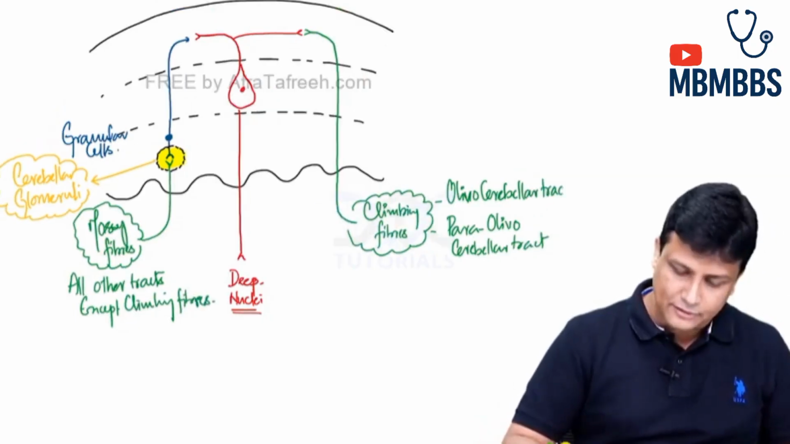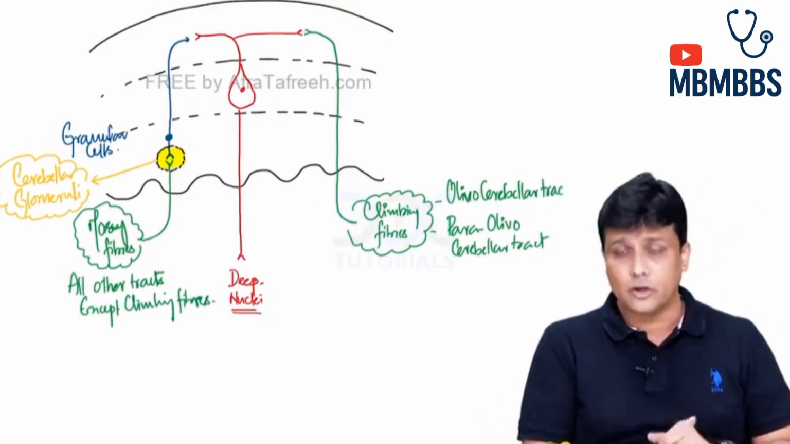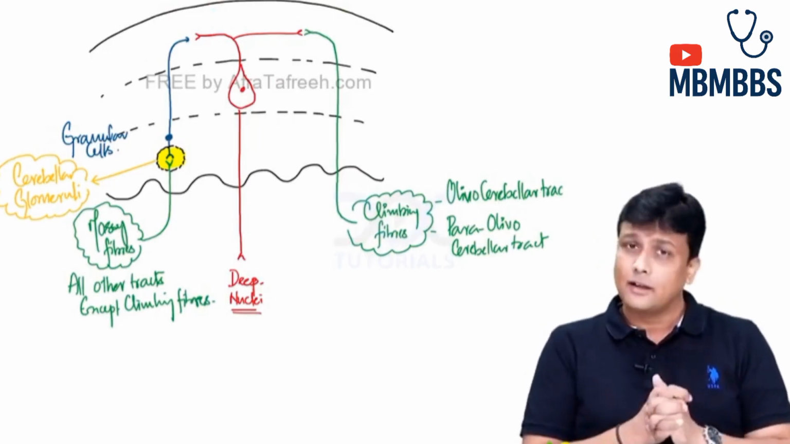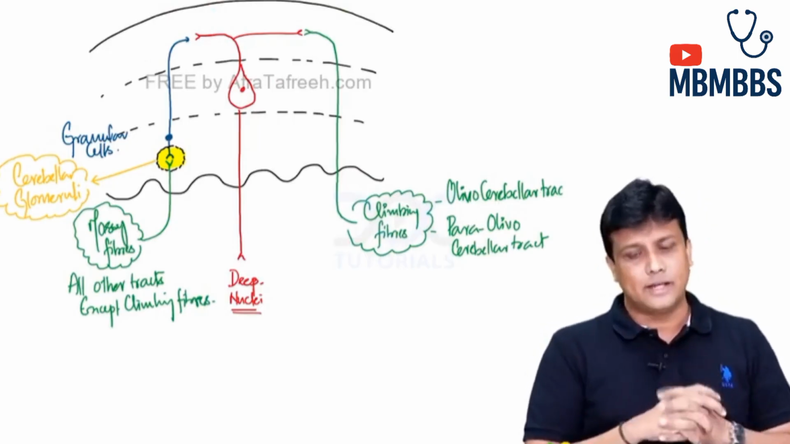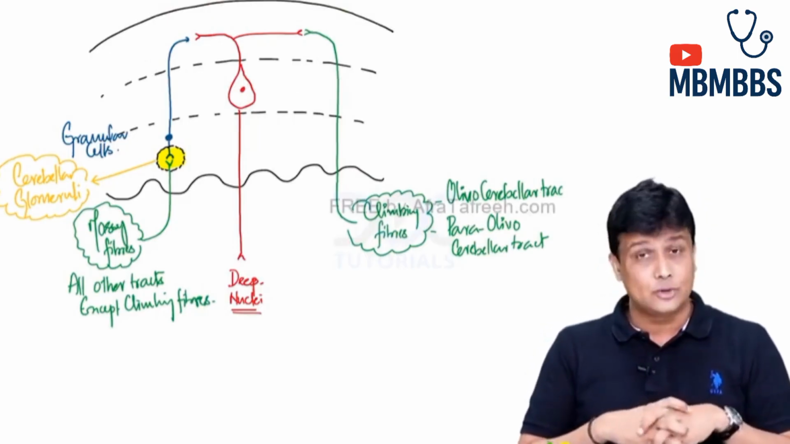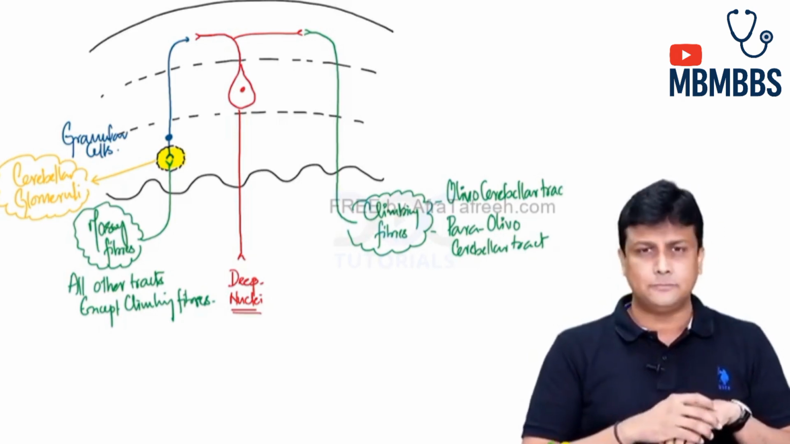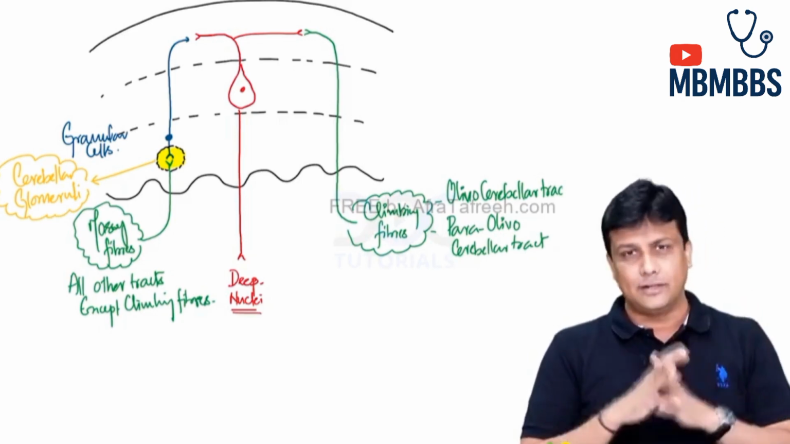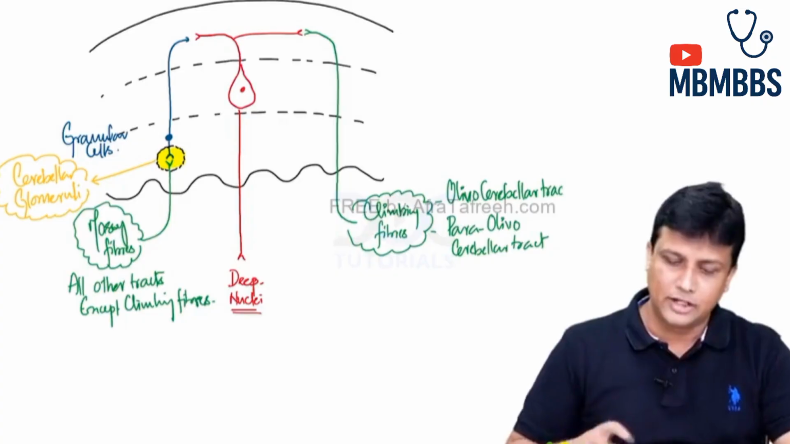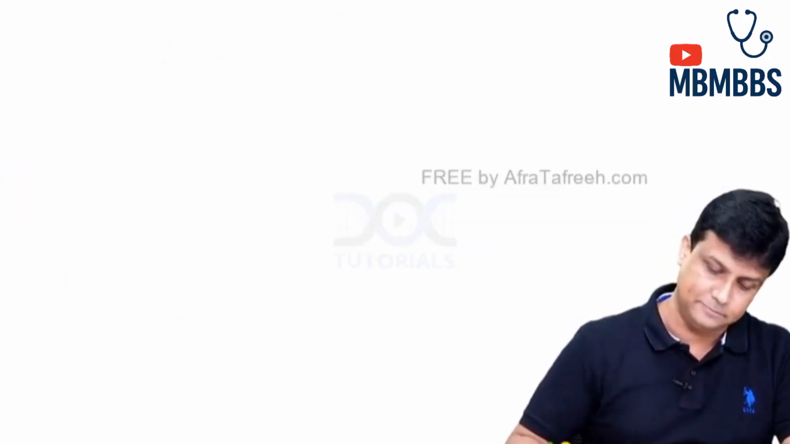So the olivocerebellar tract and the para-olivocerebellar tract will be carried by the climbing fibers. Rest all will be carried by the mossy fibers. That is the story that you have to remember regarding the white matter. So we are done with the grey matter, we are done with the white matter. Now welcome to topic number 3 here, that is deep nuclei.